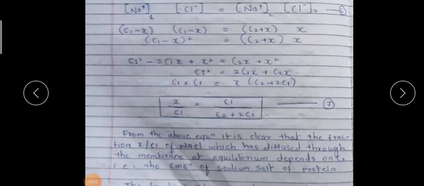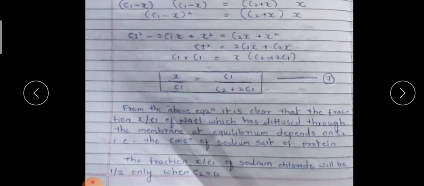From this particular equation, you can have a clear idea that the fraction X upon C1 of NaCl which has diffused through the membrane at equilibrium depends on C2, that is the concentration of the sodium salt of protein. The fraction X by C1 of the sodium chloride will be half only when C2 is 0. And it is impossible to have C2 as 0.